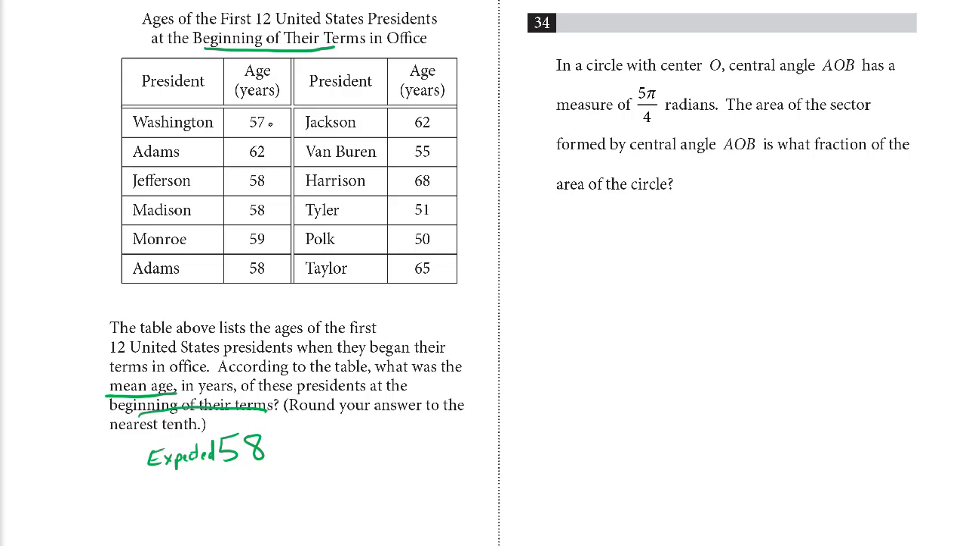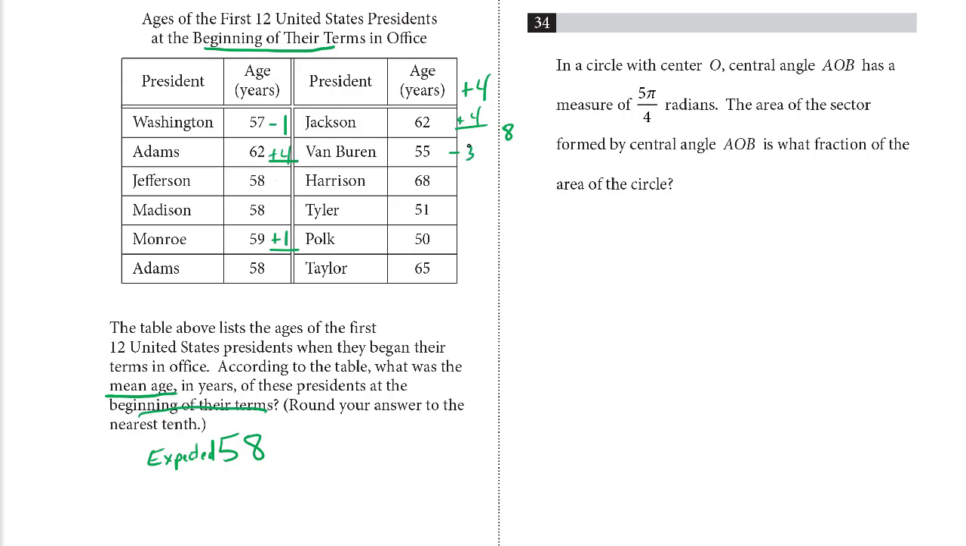So 57 is minus 1 relative to 58. 62 is plus 4, so that's a rolling sum of plus 3. 58, 58 don't change anything because they're our expected average. 59 is plus 1, so that leaves a plus 4 rolling sum. 58 doesn't change it. 62 is another plus 4. That makes my sum plus 8.